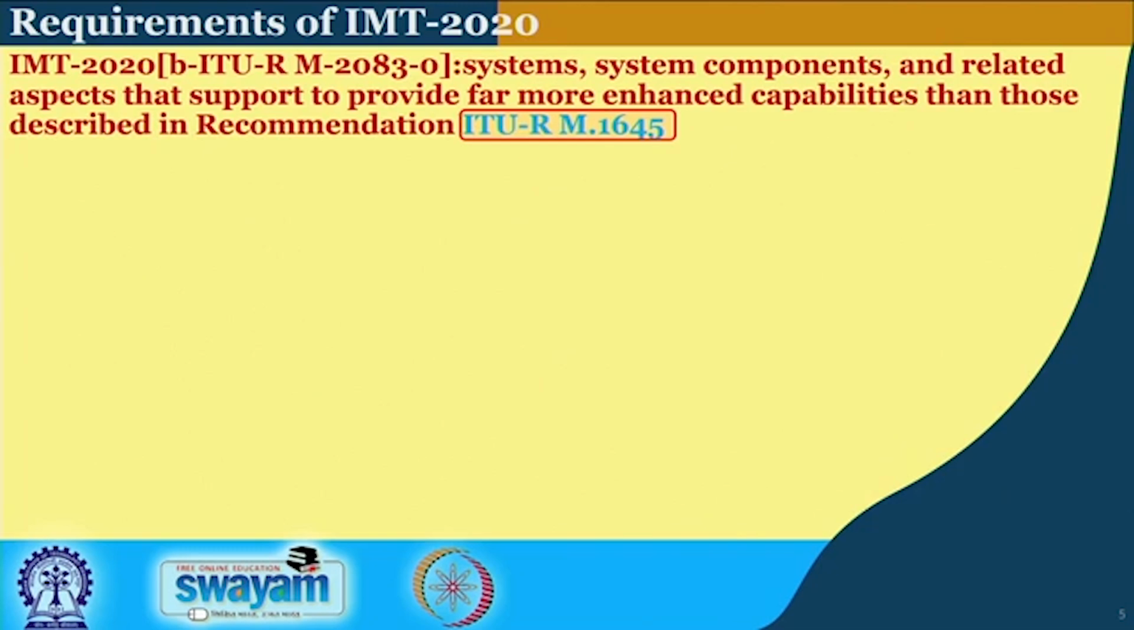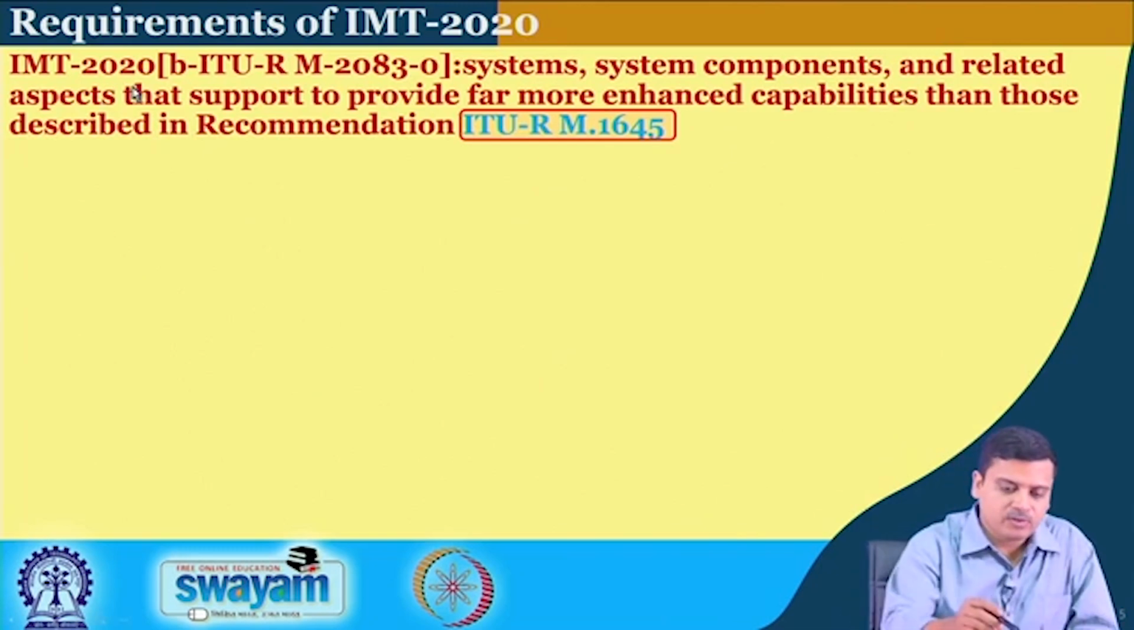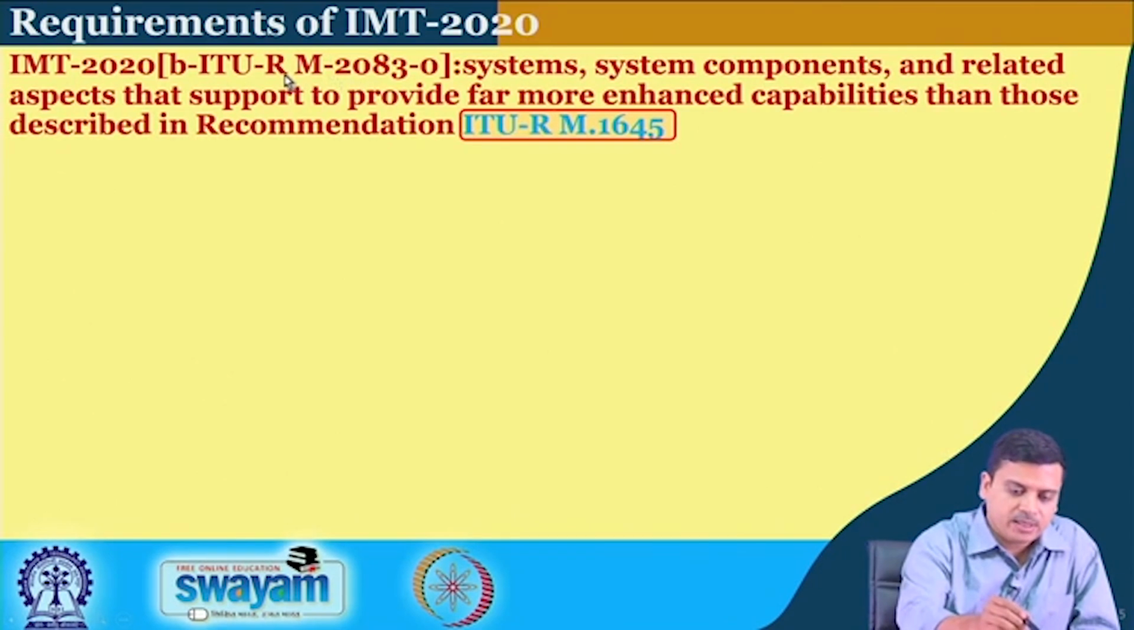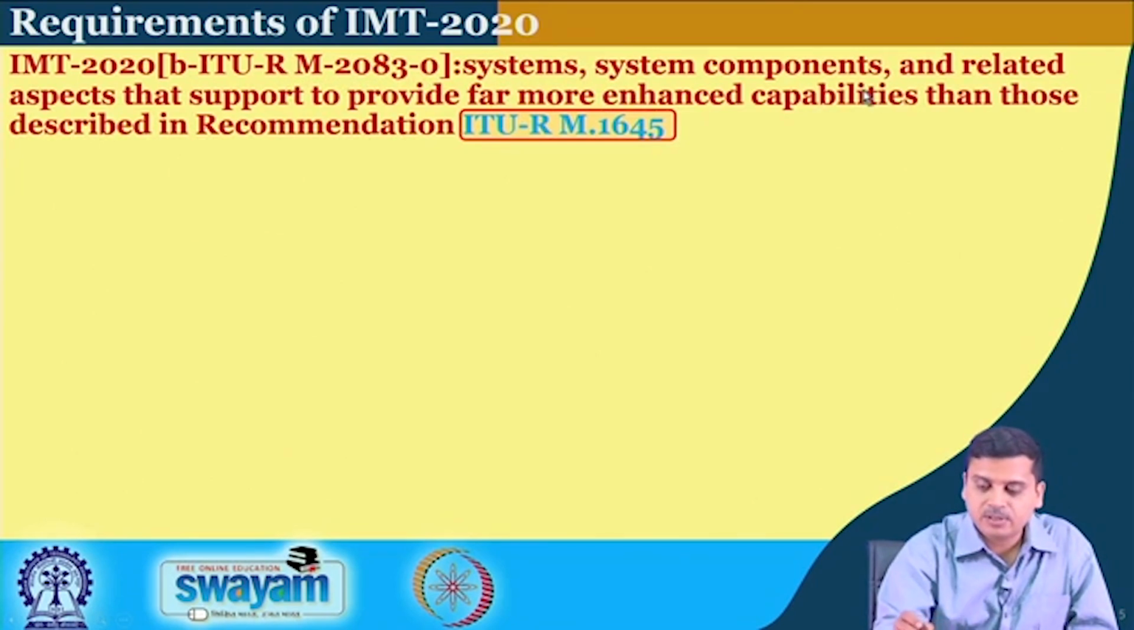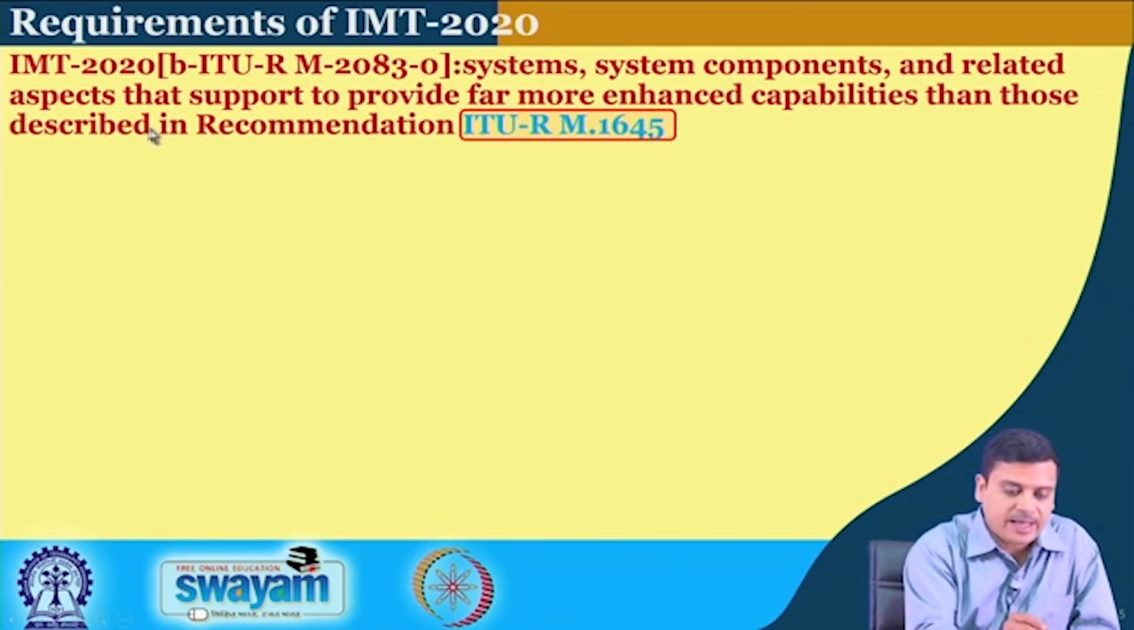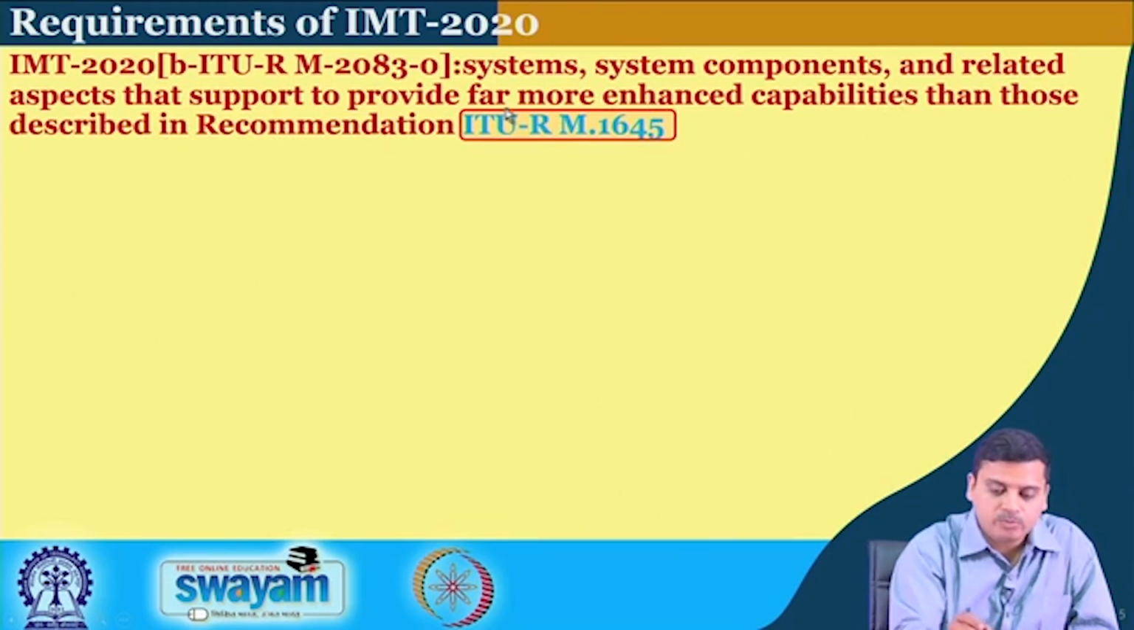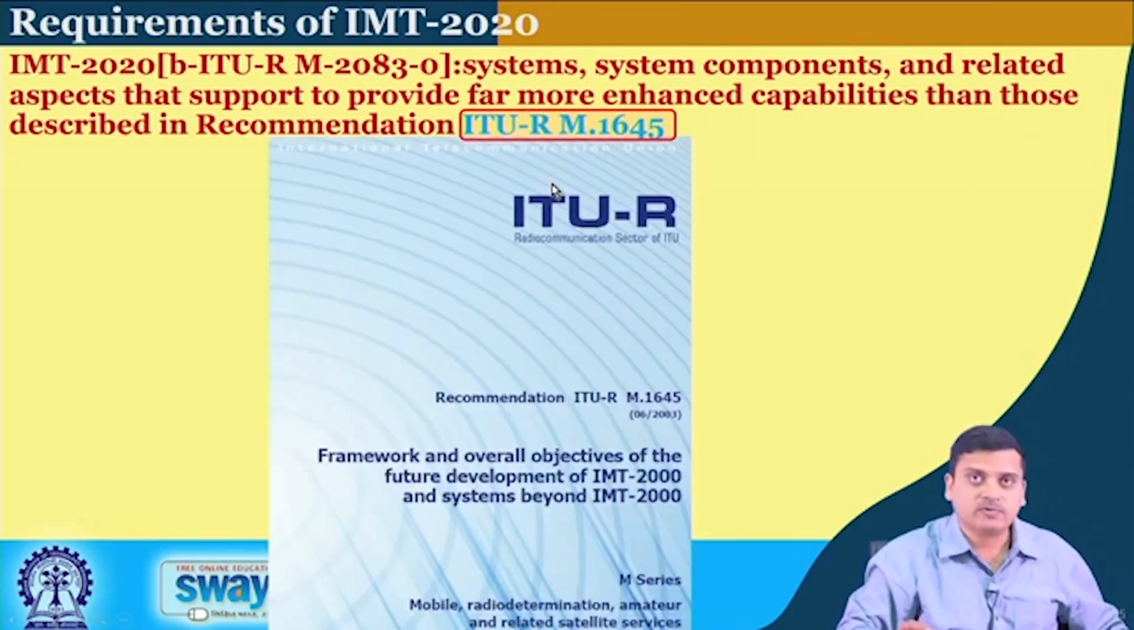The IMT 2020, which is described in the document M.2083, covers the systems and system components and related aspects that support providing far more enhanced capabilities than those described in IMT recommendation M.1645.